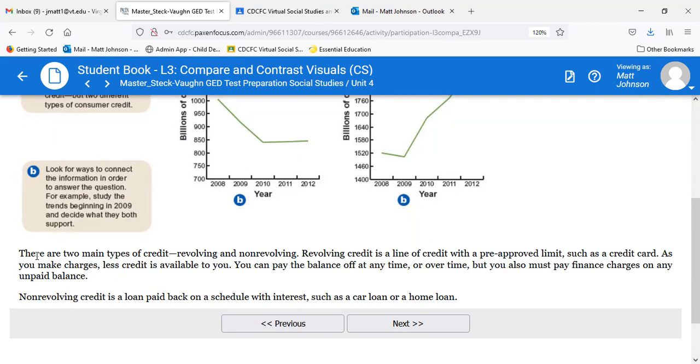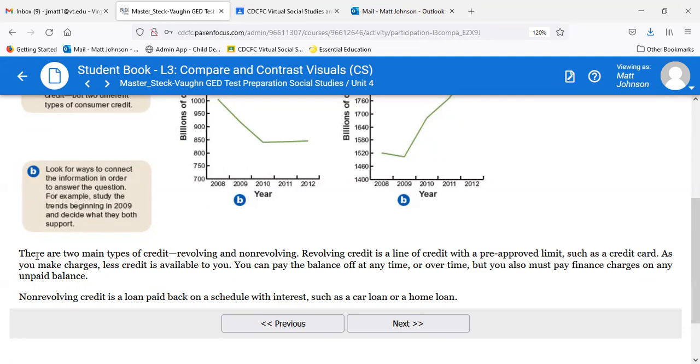So one way to think about it is the words they used to describe it: revolving. It kind of goes in a circle, right? If you get a credit card, use the credit card, you pay on that credit card. As long as you continue to keep that in good standing, you have that credit available to you. But you are getting charged interest, and there are other fees that may apply. With non-revolving, there is a start and a finish to it. So perfect examples of what they use there: a car loan or a home loan.